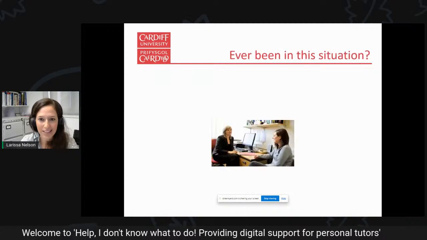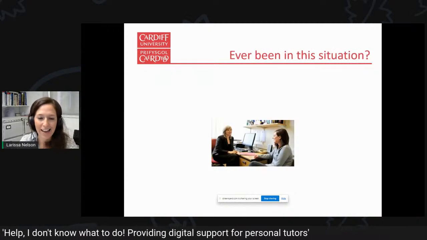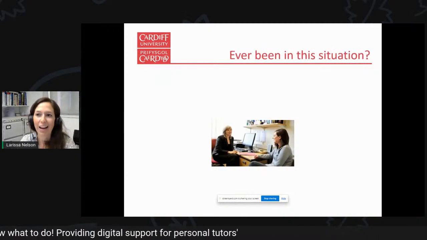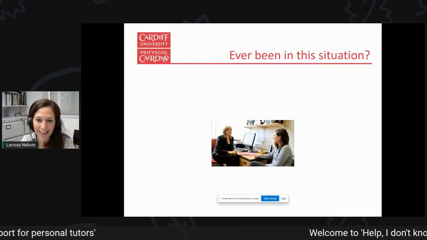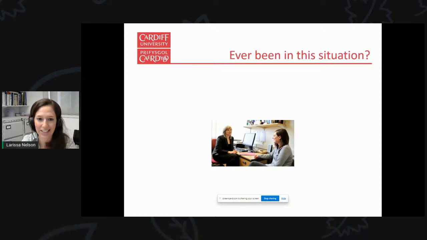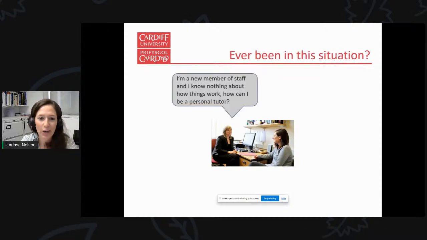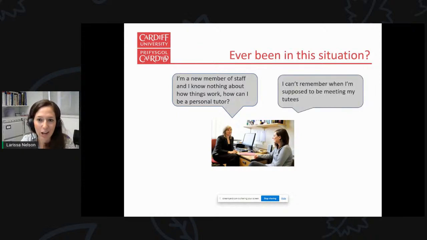So moving forwards, I wanted to provide a bit of a background to how we ended up doing what we were doing. Have you ever been in this situation where you're a new member of staff, but you don't know about how things work? How you're supposed to be a personal tutor? How are you supposed to do it? Or another example is I can't remember when I'm supposed to be meeting my tutees. I'm supposed to meet with my tutee, but I don't know what to say.